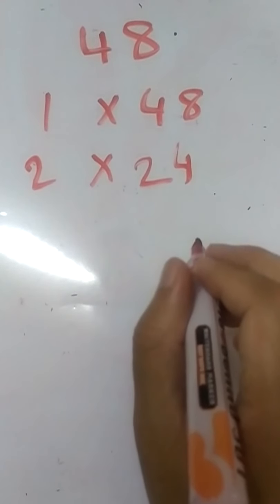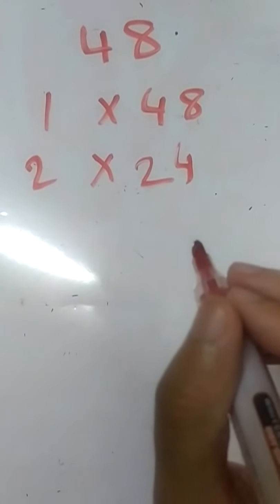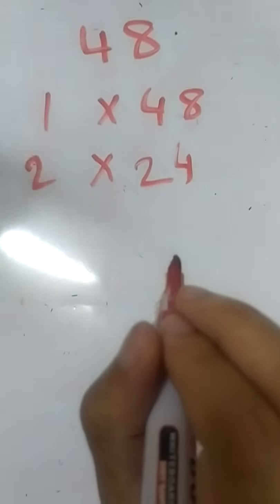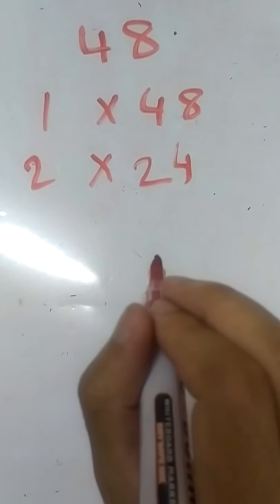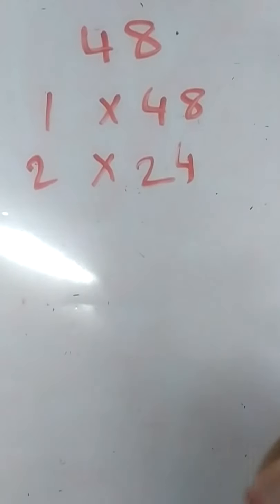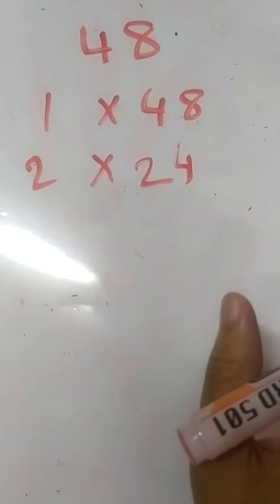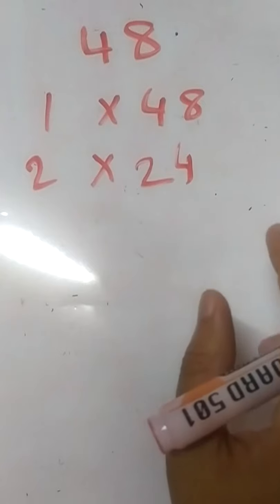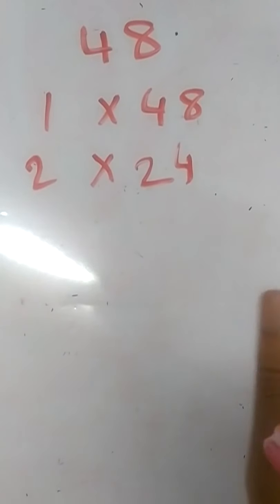And then I ask myself, is 48 divisible by 3? You can add the digits. 4 plus 8 equals 12. 12 is divisible by 3, so 48 is going to be divisible by 3. So you always use divisibility rules to help you get the factors of a certain number.